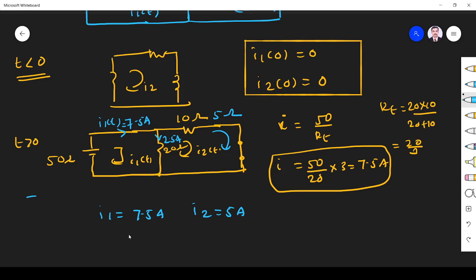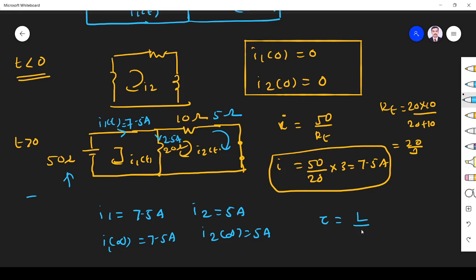Fine. Now what we have to do, the initial current is 0. So this is infinity, the steady state current. So I1 infinity is 7.5, I2 infinity is 5 ampere. Why is it steady state? Because I apply a steady state voltage. So the circuit reaches steady state. Okay. Next we have to find the tau value.